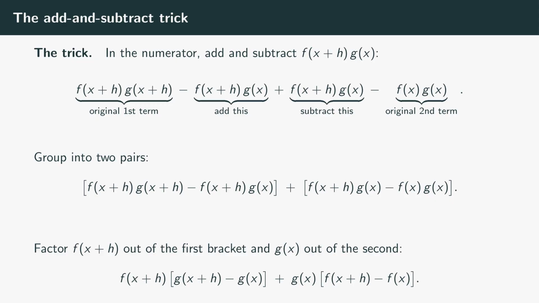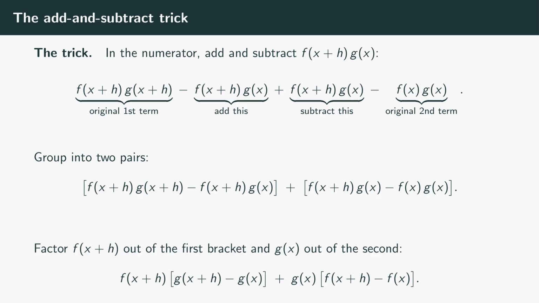Here it is. In the numerator, add and subtract the quantity f at x plus h times g at x. You're allowed to do this because you're adding 0, but the rearrangement reshuffles the 4 function values into a useful pattern. Look at what falls out. Group the 4-term expression into 2 pairs. The first pair is f at x plus h times g at x plus h minus f at x plus h times g at x.